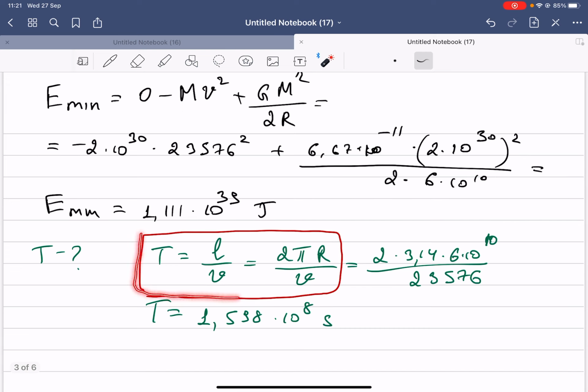So what about the period? The period is equal to L over V. L is the length of the circle, which is 2 pi r divided by V. R is given, which is 6 times 10 to the power of 10, and V we also found. So by plugging all the values, we get the period as 1.598 times 10 to the power of 8.